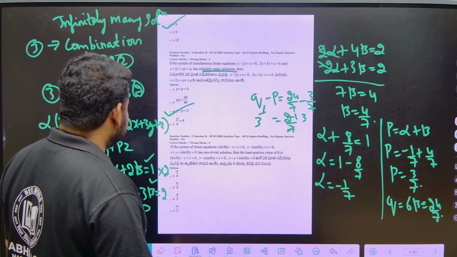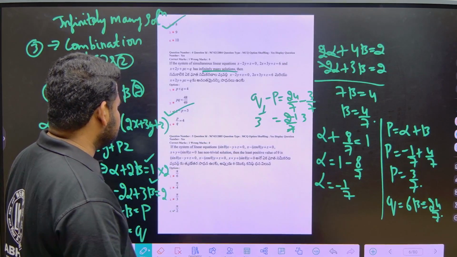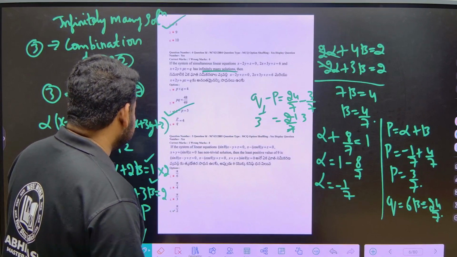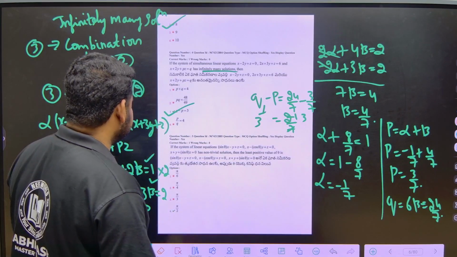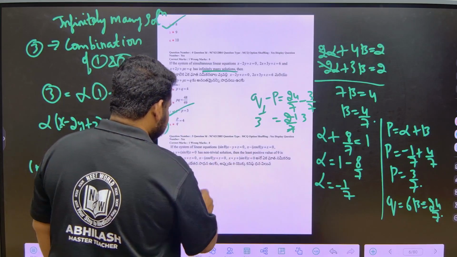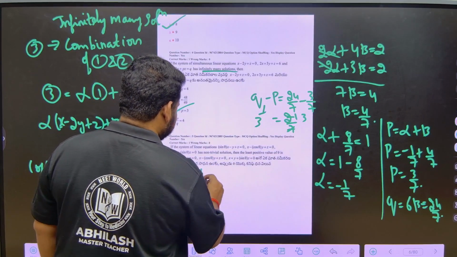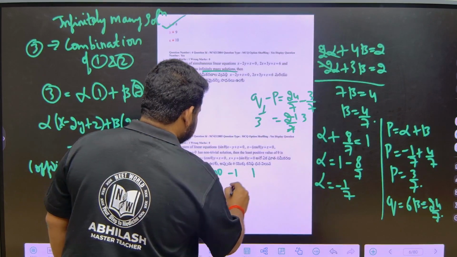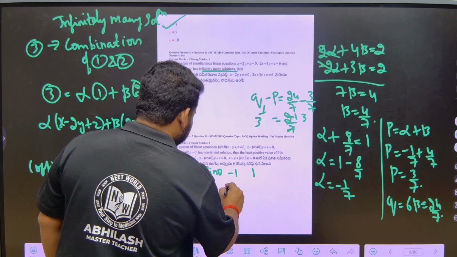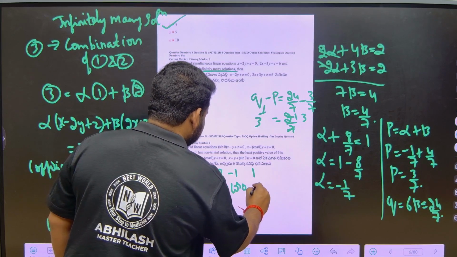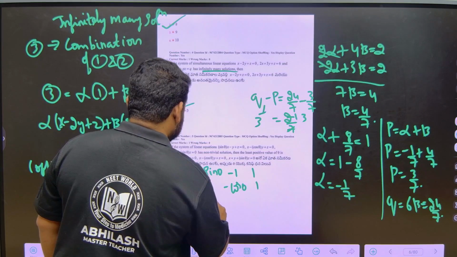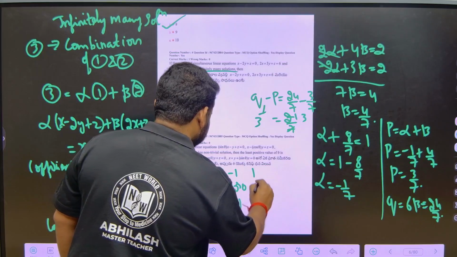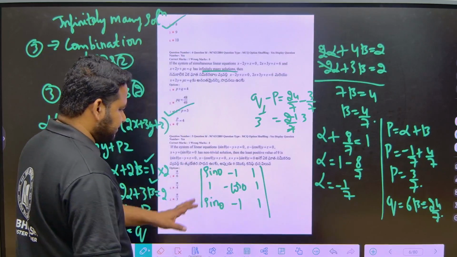Now they have given: if the system of linear equations has a non-trivial solution, then the least positive value of theta. So look at this, what is it that they have given? If I write a matrix for this, I will get sin theta, minus 1, plus 1, then 1, minus cos theta, plus 1, then sin theta, minus 1, plus 1. Let me find the determinant of this.